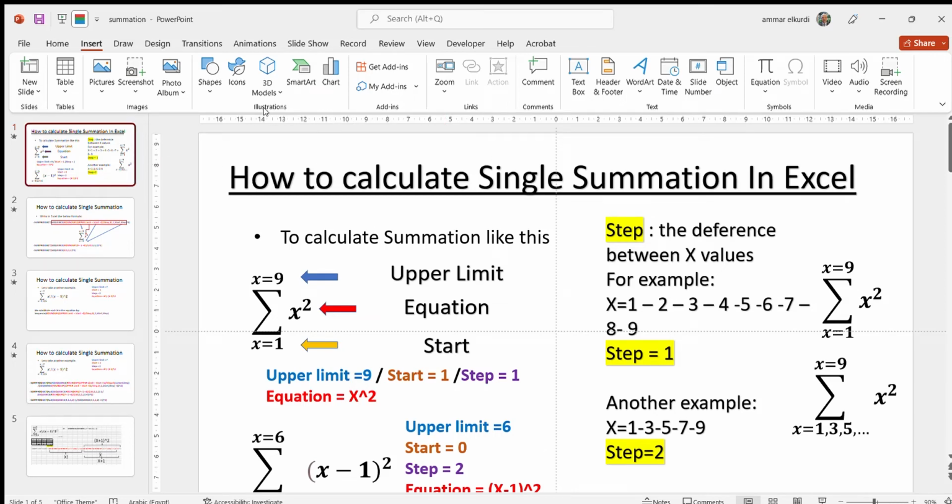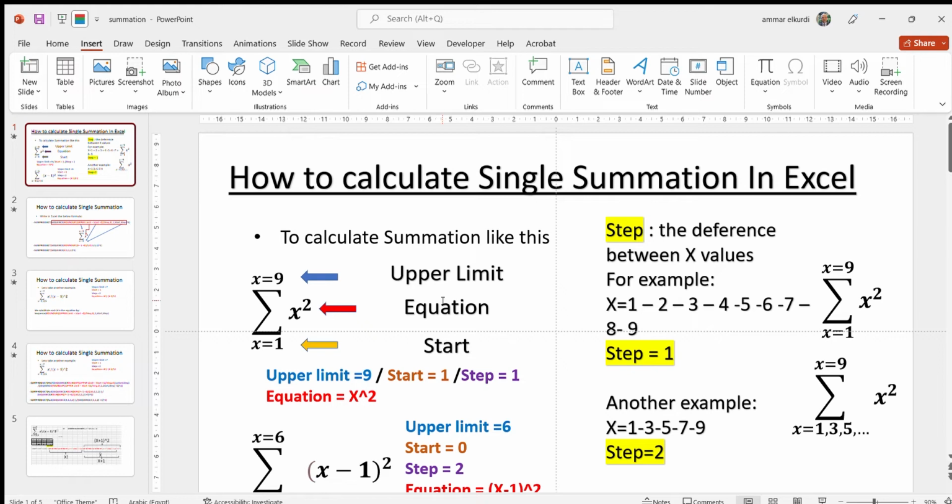Good evening, guys. Today we will learn how to calculate the single summation in Excel without using coding or programming or Visual Basic. Let's see here our example. This is x equal 1 to x equal 9. So x will take values from 1, 2, 3, 4, 5, 6, 7, 8, and 9. Equation x power 2.